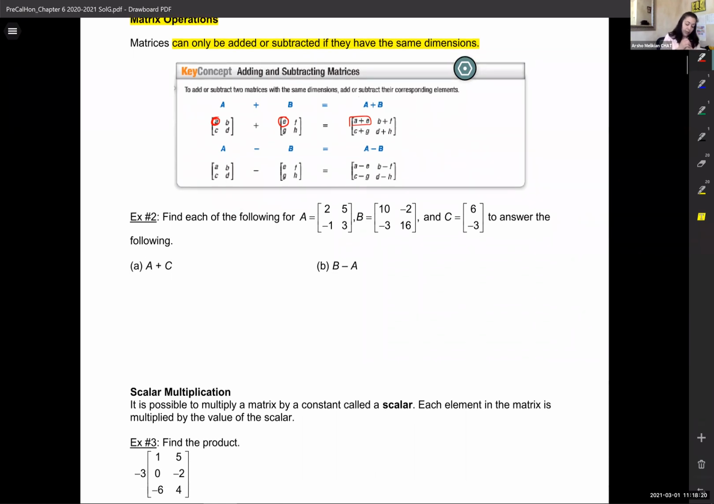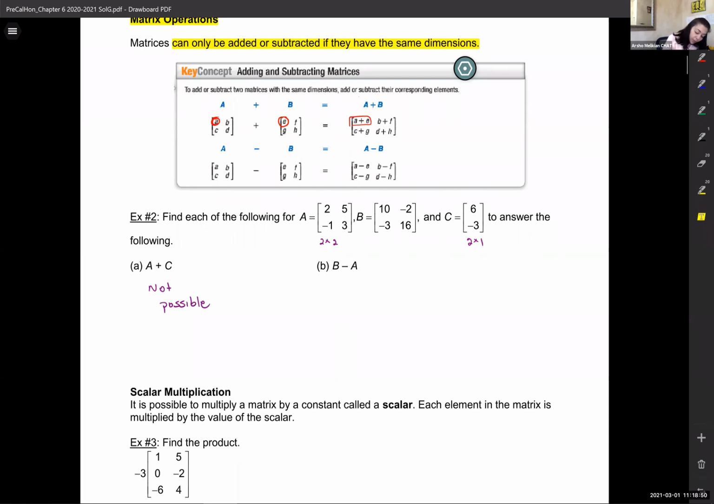Let's do one. Look at what you've got here. In example 2, you have 3 matrices, A, B, and C. The first one says to add A plus C. Is that something we could do? No, because they don't have the same dimensions. This is a 2 by 2, and this is a 2 by 1. So you can't add them. You just say not possible. That's all you need to say.